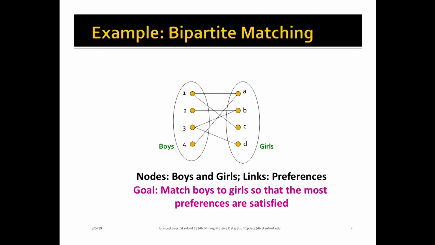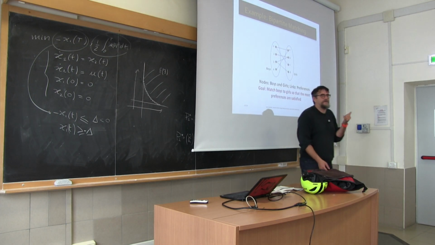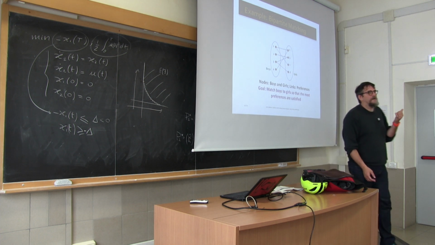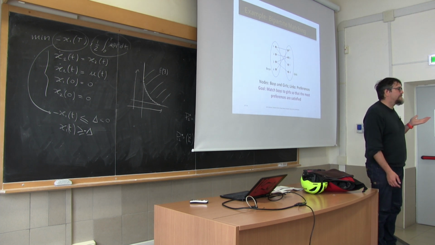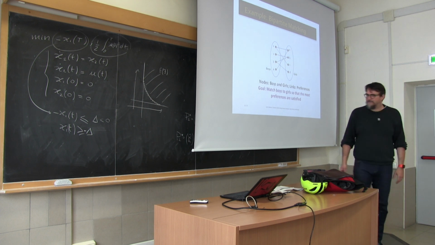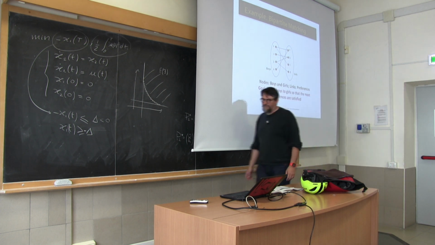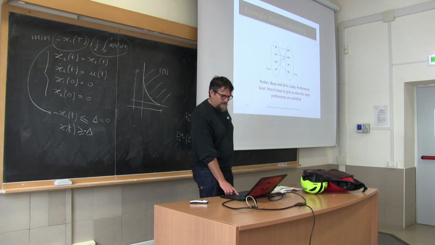Okay, and what you want to do is match the boys to girls so that the most preferences are satisfied. Namely, you want to form couples between boys and girls so that each boy will be matched with a girl, and possibly none of the boys and none of the girls will be without a partner. That's the whole idea of the graph.